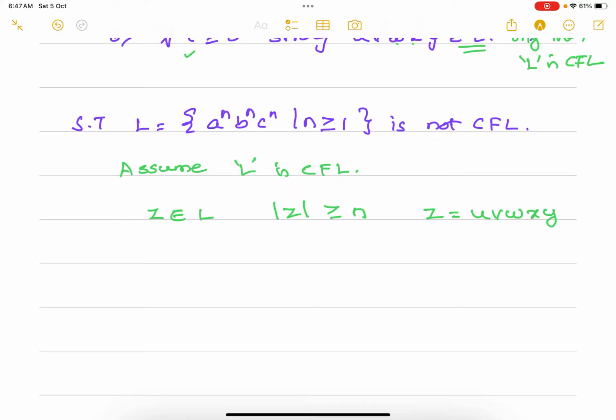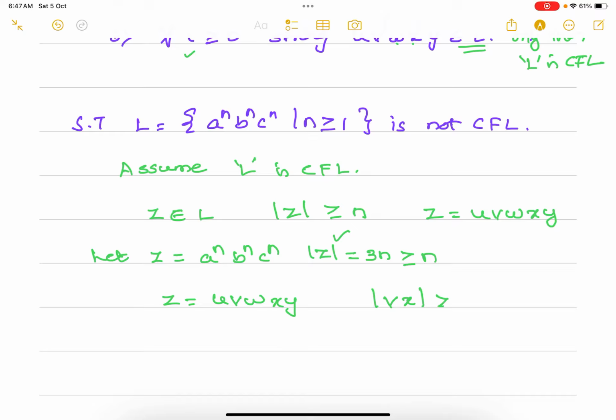W, X and Y. So we will select, let our Z be a power n, b power n, c power n. We can very well select this because it satisfies the condition that the length should be greater than or equal to n. Here our length is 3n. Now we need to divide this Z into U, V, W, X, Y with the condition that the length of VX should be strictly greater than 0 and the length of VWX should be less than or equal to n. With these two conditions satisfied, we can divide this.